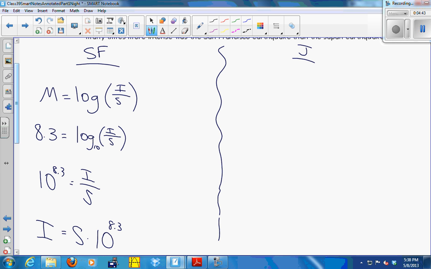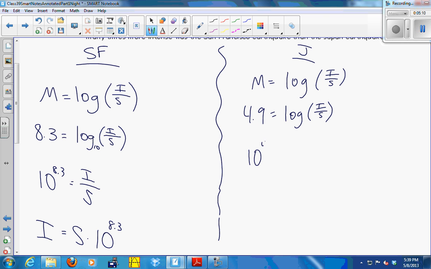I want you guys in your groups to analyze the Japan earthquake the same way. Find the intensity of the earthquake in Japan. So we write down the formula. Magnitude is the log of I over S, and my magnitude here is 4.9, equals the log of I over S. Change it to exponential form, and we get 10 to the 4.9 equals I over S, and then multiply both sides by S. So the intensity of this earthquake is S times 10 to the 4.9.